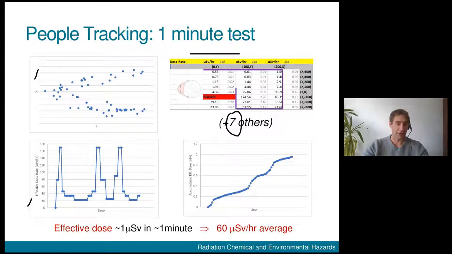And of course, by integrating that over the minute, we're able to come up with the total accumulated dose on the bottom right here. So it was about 60 microsieverts an hour, so it's like a microsievert in 1 minute. So, you know, that was quite a success.